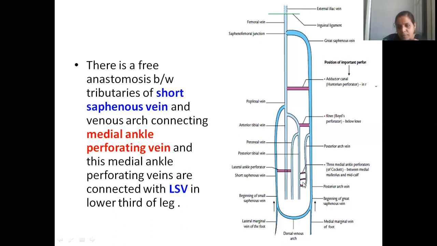So at the ankle joint, we have three perforators. Okay, 1, 2, 3. Okay, they are called as medial ankle perforators. Or between medial malleolus and mid calf, up to that you would see these are the three perforators. So by looking at this picture only you can make out. So what and what it is connecting? It is connecting posterior arch vein with posterior tibial vein, isn't it? Just practice this diagram, you will be able to write in your own words.